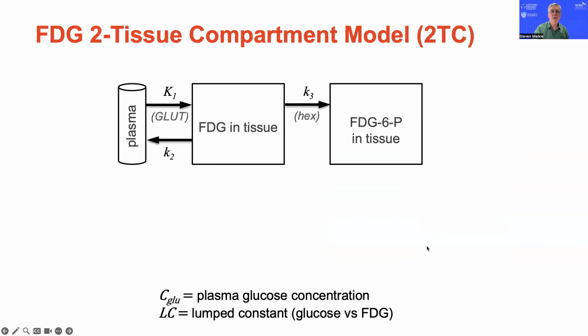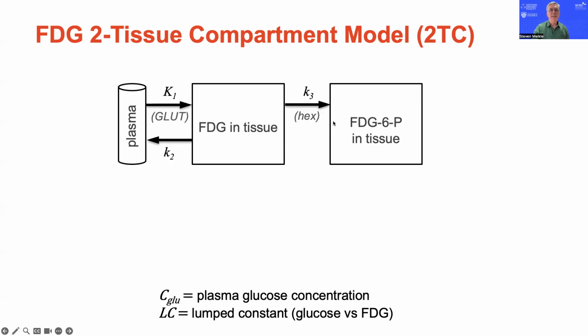So if we go back to our two-tissue compartment model, we can now say something about what these rate constants actually represent. So the K1 represents that rate of glucose transport. It's the glucose transporter molecule that dictates that rate of uptake into the tissue space. And K3 is the other important rate constant. It dictates the hexokinase activity. So it dictates the rate at which FDG is phosphorylated in tissue.